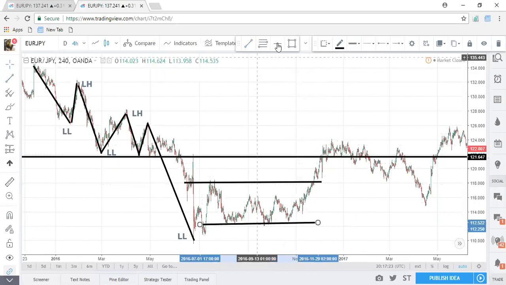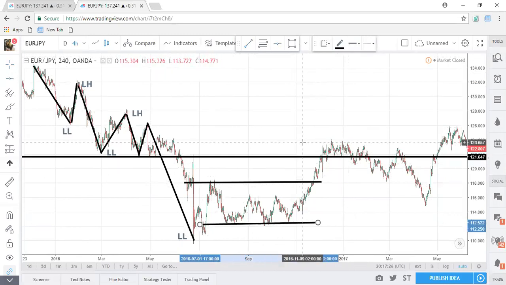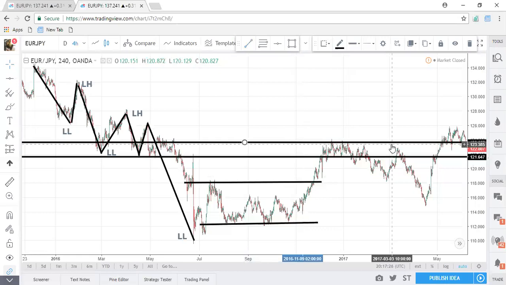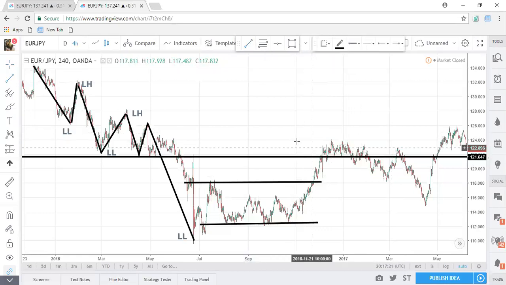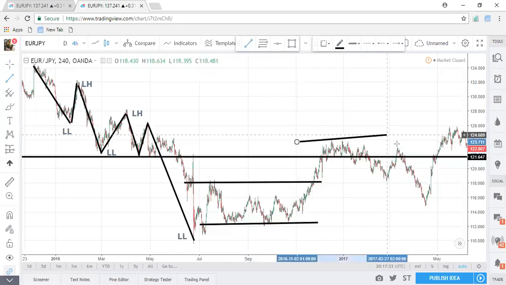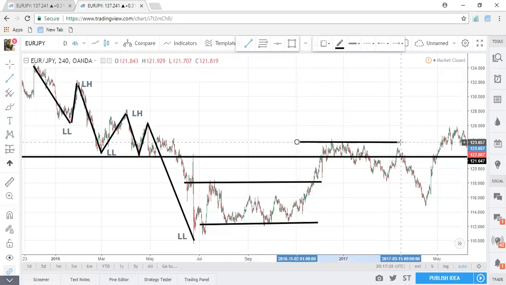The market was in consolidation, and I wouldn't recommend anyone to trade when the market is in consolidation. The best thing to do is just watch and wait for the breakout. That's the best thing to do. The longer the market is in consolidation, the bigger the breakout you will get.